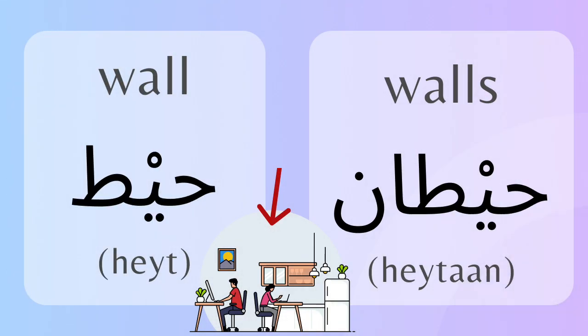Wall. حيط. The plural form is walls. حيطان.